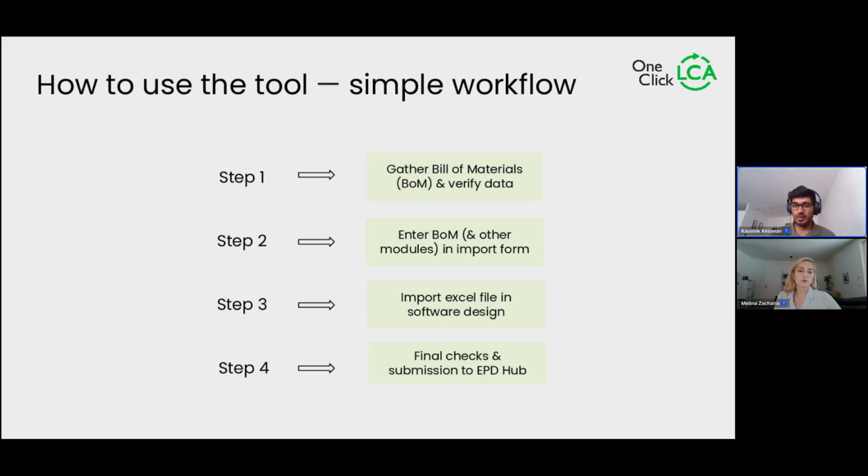We highly recommend the import form because it's more flexible and gives you the options to work on a lot of things in an easy manner, but there is also the possibility to work on it directly in the software. If you use the import form, the next step is to import the Excel file into the software. Finally, it's up to you to make some final checks to ensure that all the data you bring to the table is good and the data points you've chosen are the way you want them to be. The last step would be submitting to EPD Hub.